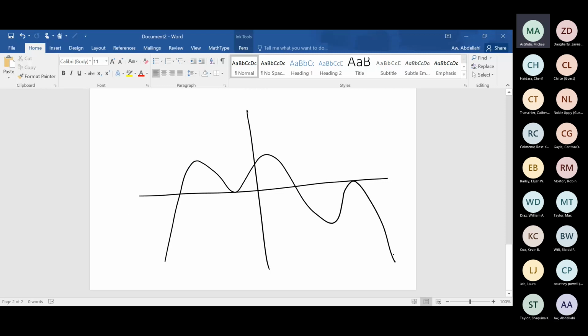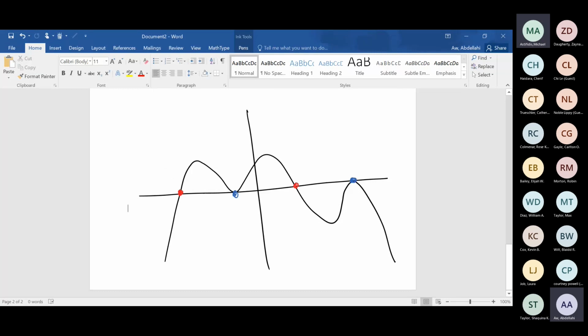All right. How many zeros do you see here? I see 4. 4 zeros, 4 x-intercepts, right? I see 4 zeros myself. I see this 0. I see this 0. I see this 0. I see this 0. Okay?